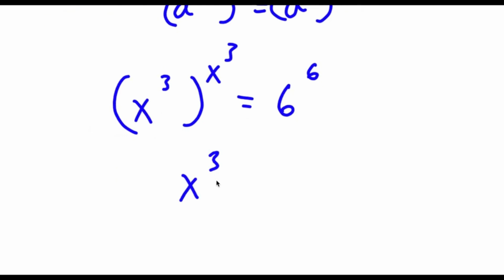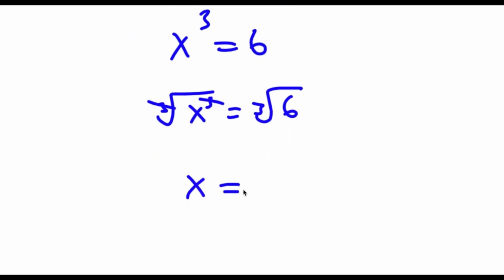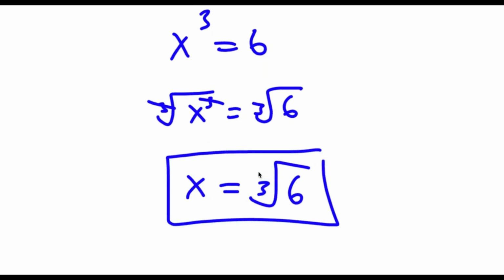So I have x to the power of 3 is equal to 6. Now to solve this, I'm going to take the cube root on both sides. So these two cancel out, and now I'm left with x is equal to the cube root of 6. So this is my answer.